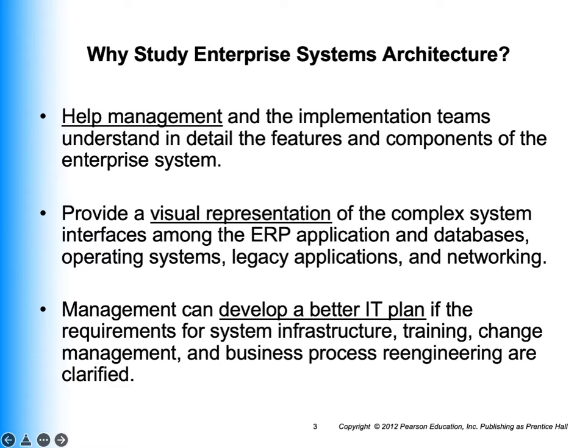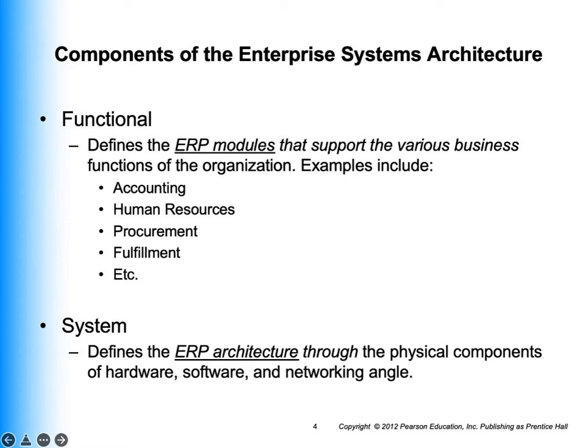in ERP we have modules. Modules are, indirectly, we can say departments, in terms of accounting, HR, procurement, fulfillment, logistics, and many more modules. Architecture in this case refers to the hardware, software, could be firmware, to network, meaning the speed of the network.